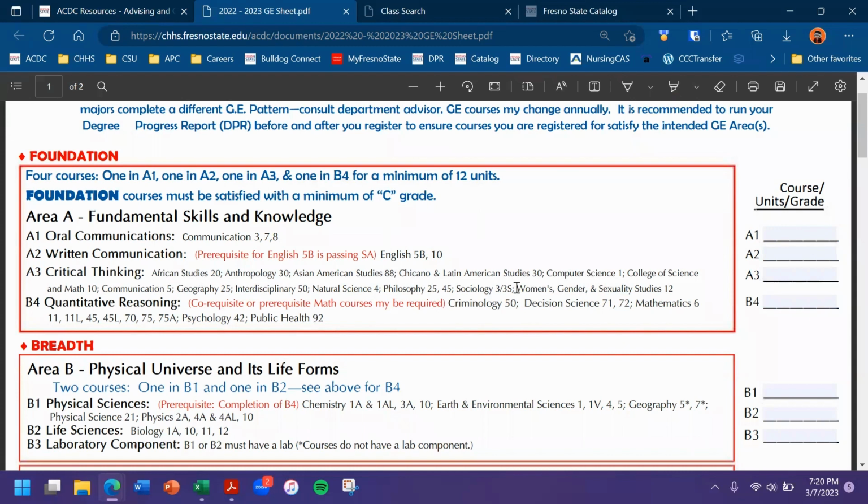And this is a good example of how some courses can be required for specific majors. For example, the nursing major requires Sociology 3. But if your major doesn't require a specific course, you can generally take whatever's most interesting to you.